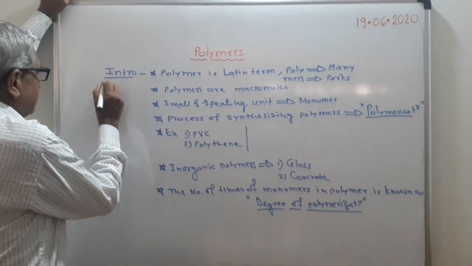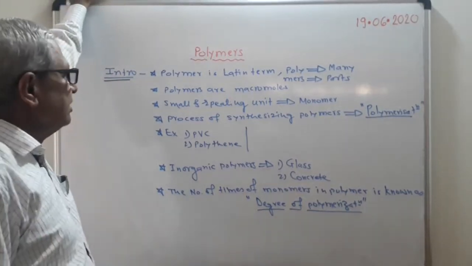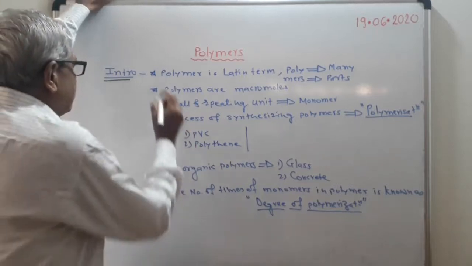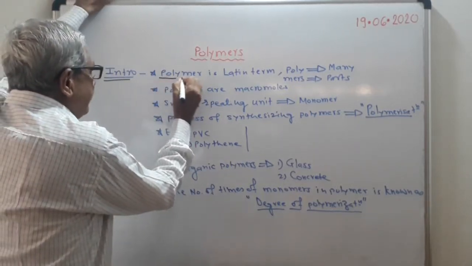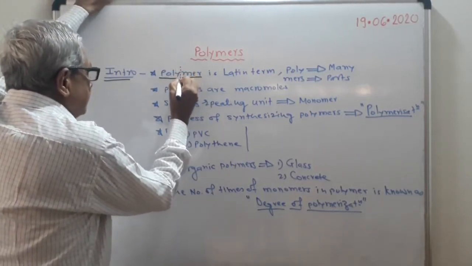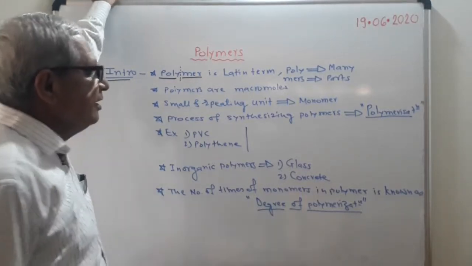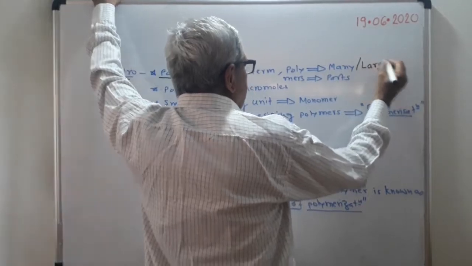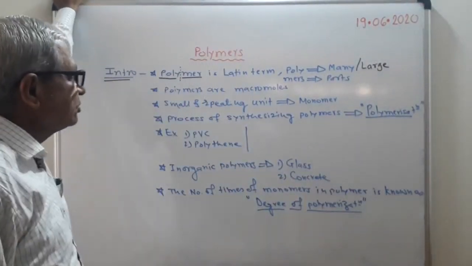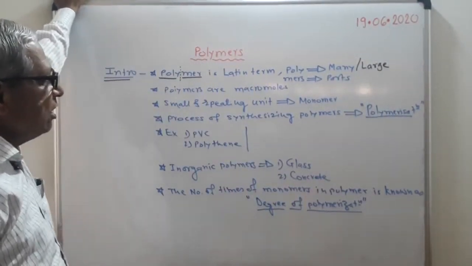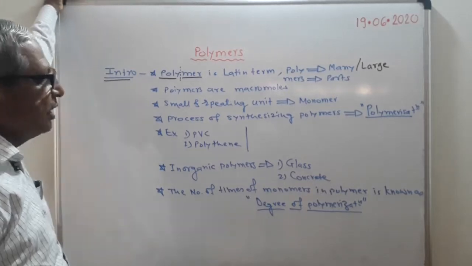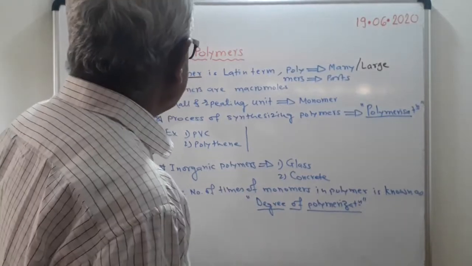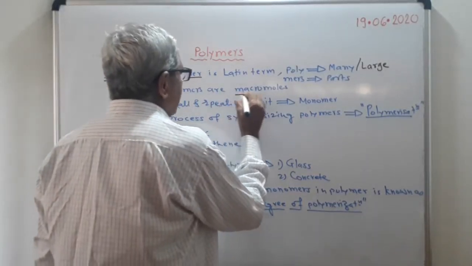Now see the introduction of polymer. Polymer is a Latin term or Greek root. It is a combination of two terms: one is poly and the second is mers. The meaning of poly is many, or it also indicates large. Mers indicates parts. So in the polymer, small repeating units combine together and you get a large molecule. Therefore these are also known as macromolecules.